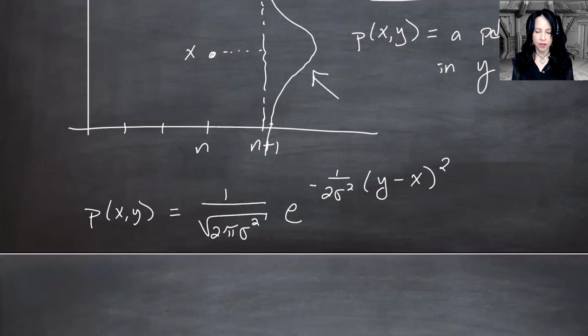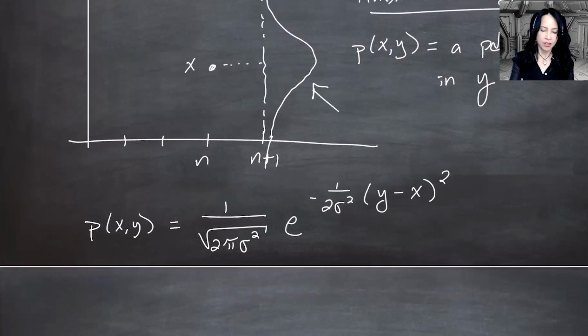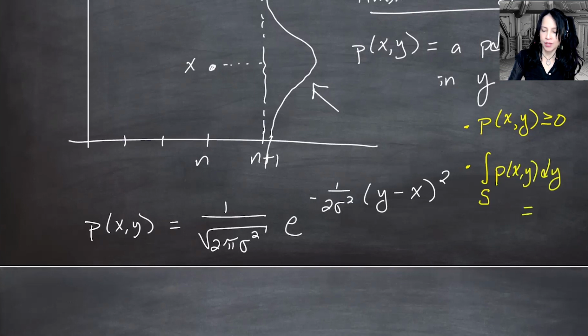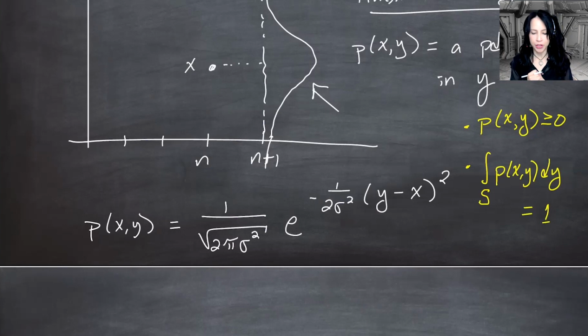And so for any PDF, let me go back up to the right here. If it's going to be a PDF in y, then we need two things. We need it to be non-negative. And we also need, if we integrate it over the state space S, minus infinity to infinity, 0 to infinity, 0 to 1, whatever that is, if we integrate it with respect to y, we're going to get 1. This transition density that I've written here is actually kind of special because it's symmetric in x and y, and I'll talk about why that might be useful later.